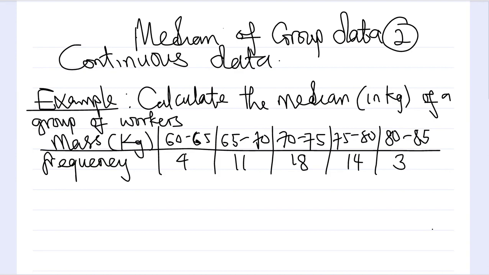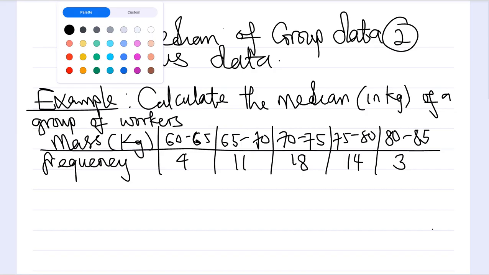What we mean by continuous data is, if you look at the last example we did, you can see that there is a disconnection. Here this is 60 to 65. The next one is from 65 to 70, and the next one is from 70 again to 75. So you want to find the median. Now to calculate the median here.